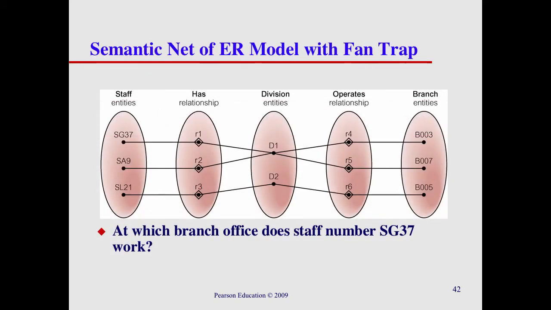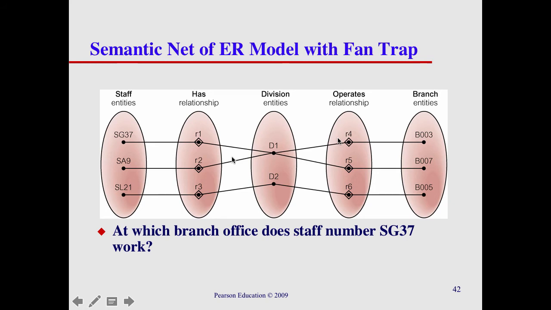Okay? So if we look at the fan trap, it looks like this. So this is called a semantic net. So you have your staff members here, and you can see these two staff members belong to this division, and you can see that this staff member belongs to this division. You can see division one operates two branches. Well, the problem is you come into division and you don't know if I'm asking which branch SG37 belongs to. Well, it could be either B3 or B7. So it's kind of fanning out here, right? Here, it's getting squished into a single point, and then at the division point, it fans out again. Hence, fan trap.